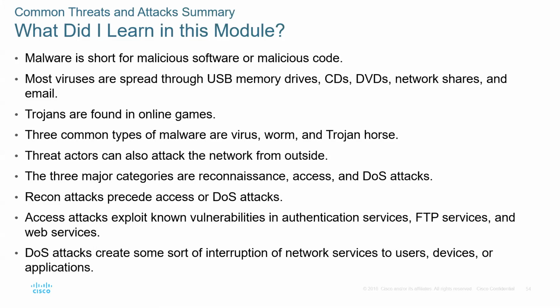Threat actors can also attack the network from the outside. There are three major categories they use to do this: reconnaissance, access, and DOS attacks. Recon attacks precede the access or the DOS attacks. Access attacks often exploit vulnerabilities in authentication services, FTP, and web. You also have denial of service attacks, in which they create some sort of interruption with the network services, users, devices, or applications.